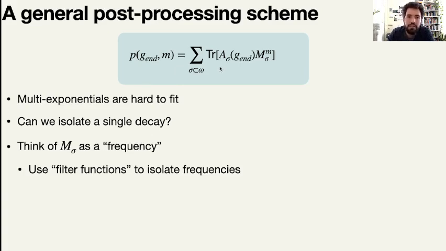So the question is, can we take our randomized benchmarking data and isolate these single decays in a rigorous manner so that we can just fit a single exponential, which we know how to do? And I've said before in this Fourier picture, it's useful to think of these m's as frequencies associated to particular representations, where your representations are sort of your ground notes of your system. And if you think about it like that, you can start thinking about basically doing signal processing and saying, okay, can I define a filter function that isolates a particular frequency?